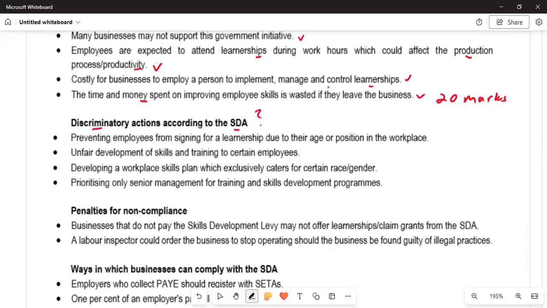Developing a workplace skills plan which exclusively caters for a certain race or gender. So if the workplace skills plan is excluding other people or races, or prioritizing senior management for training and skills development, that is also discrimination.